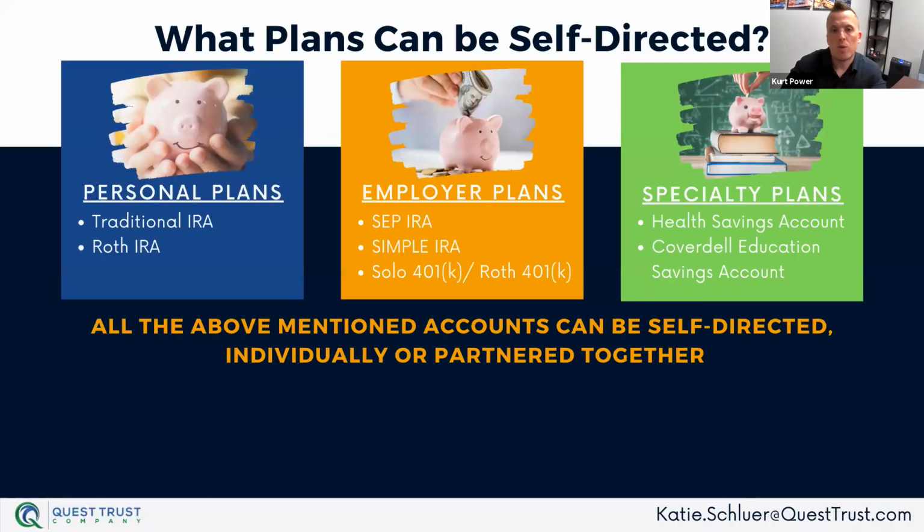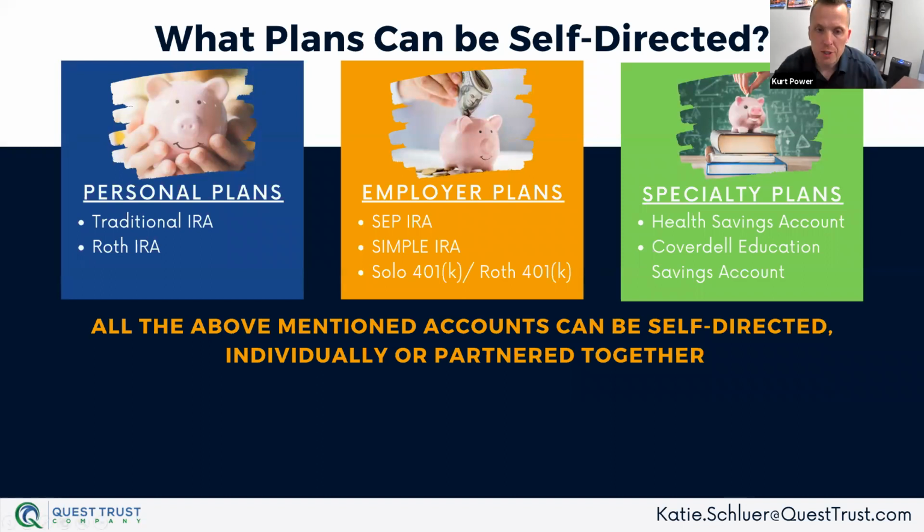So at Quest, we have 7 types of accounts that can be self-directed. And we break them down into 3 categories. We have our personal plans, the traditional and Roth IRA; our employer plans, the SEP, Simple, and Solo 401k; and lastly, our specialty plans, the health savings account and Coverdale education savings account.